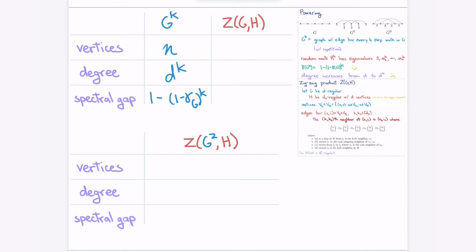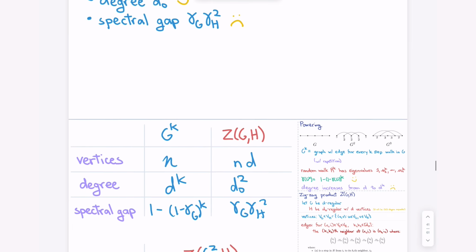All right. Now let's say that G has n vertices and degree d. And then I'll let gamma sub H be the spectral gap for H. So how many vertices does the zigzag of G and H have? And what's the degree? This is d0 squared. And then what's the spectral gap? I guess it's gamma G, gamma H squared. Maybe I should have just left that and not erased it. That's what we had before, right?